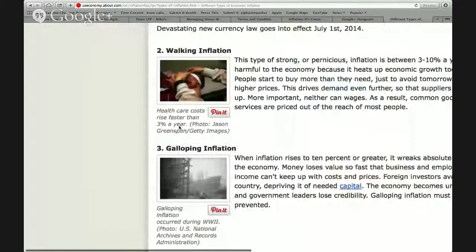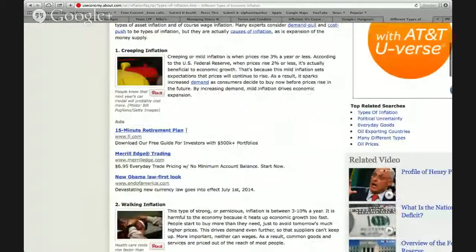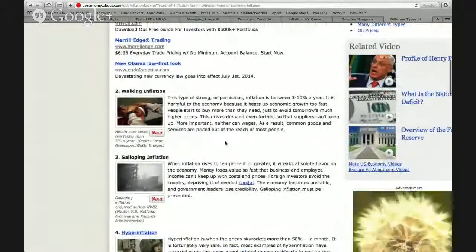Okay, so I'm going to start with number 1, which is called creeping inflation. And of course, that is obvious. It's when the prices rise, but it's 3% a year or less. It's not very, very serious. It's just going by slowly, okay? At least it doesn't appear to be serious until it goes to the second type, which is walking inflation.